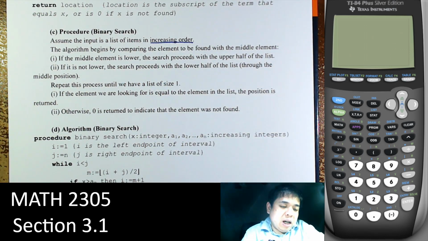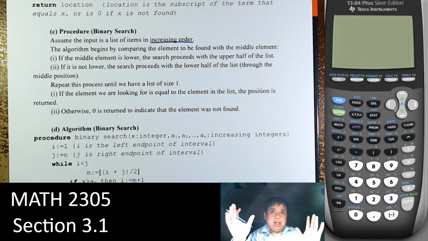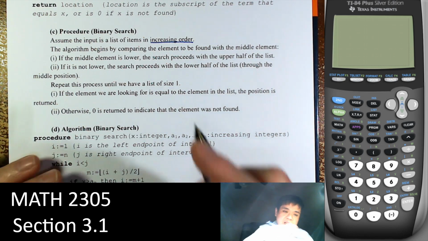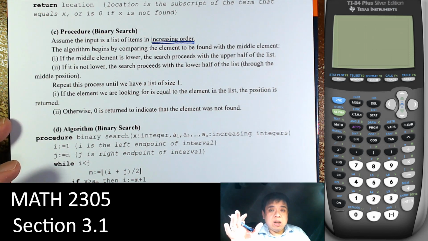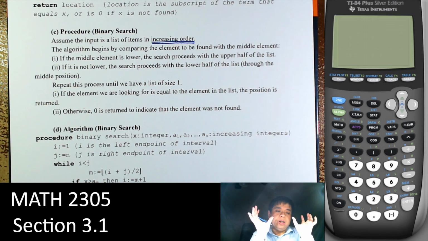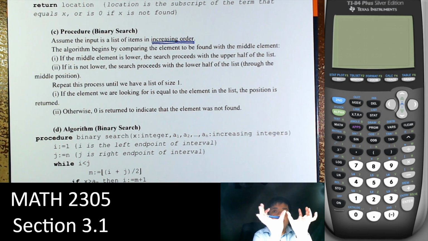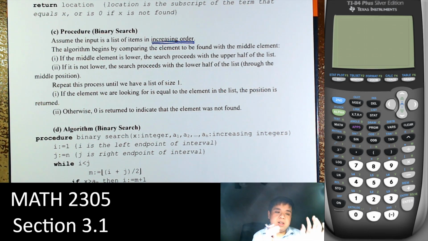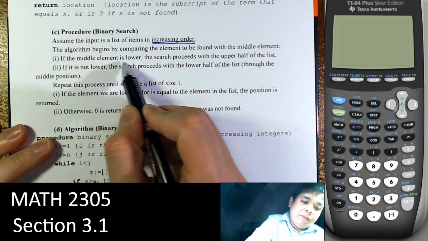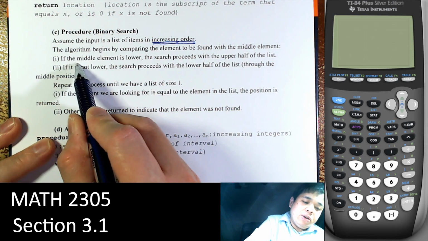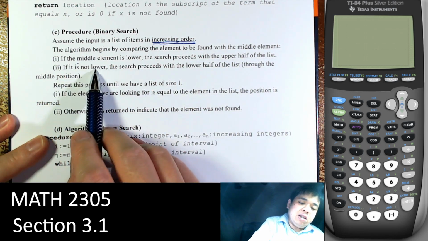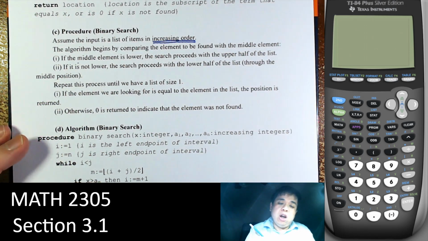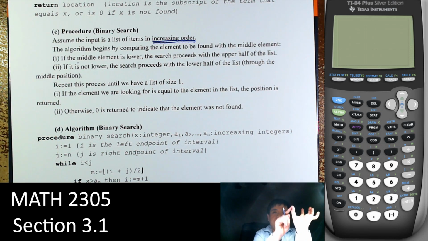Right. So this algorithm compares the element to be found to the middle one. It is in increasing order. So that's the key here. It has to be in increasing order. Now, if it is in increasing order, we look at the first half or the second half. If the middle element is lower, then search the upper half. If it is not lower, search the lower half. So we divide that in half and compare with the middle one.